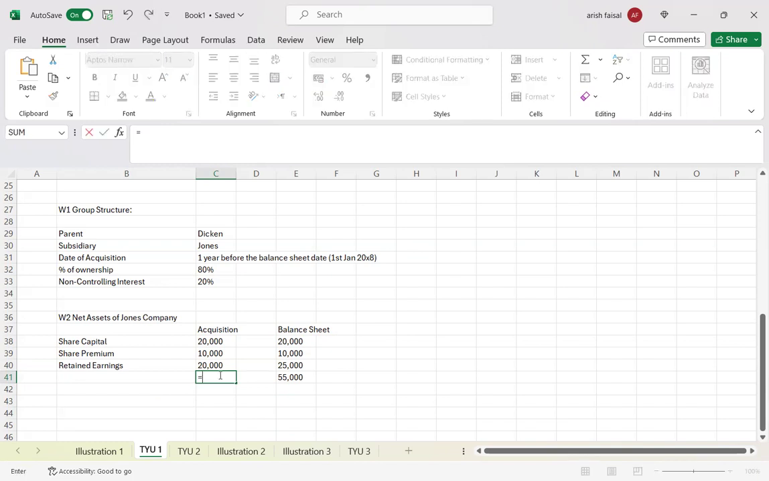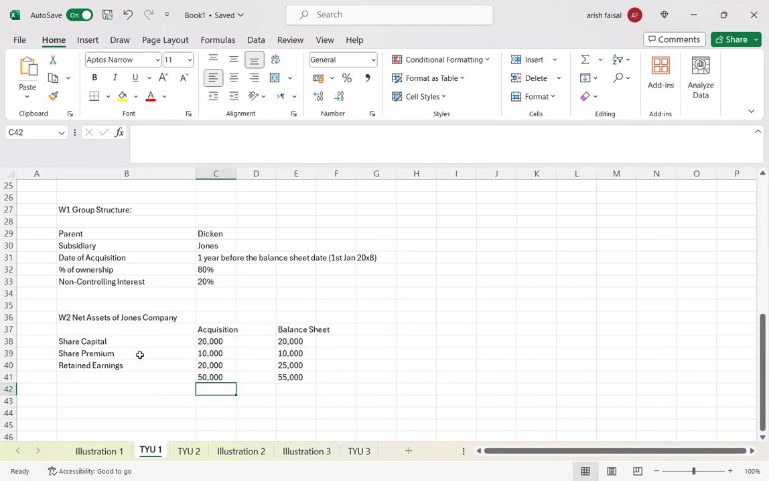So at the date of acquisition, you can see the total net assets were 20, 10, and 20. So that makes it up to a total of 50. 50 is the value of the net assets of Jones Company at the date of acquisition, but at the reporting date, it's 55. It increased by 5 because of the profits being made during the year.